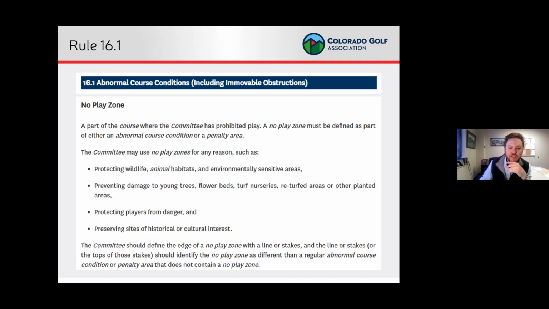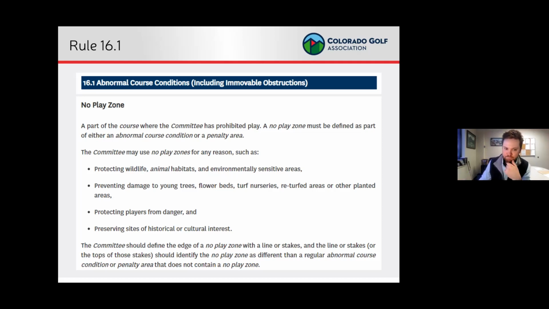You can't play there. The committee needs to define it, because if it's just a red staked area and I go in and play a ball from a no play zone, I'm going to get penalized, but there wasn't a good way to notify me, the player. That's not good. So the green stakes are a telltale sign. And typically you'll see that in the local rules on the scorecard, saying the green topped areas on holes 1, 2, 3, 4, whatever, are no play zones.